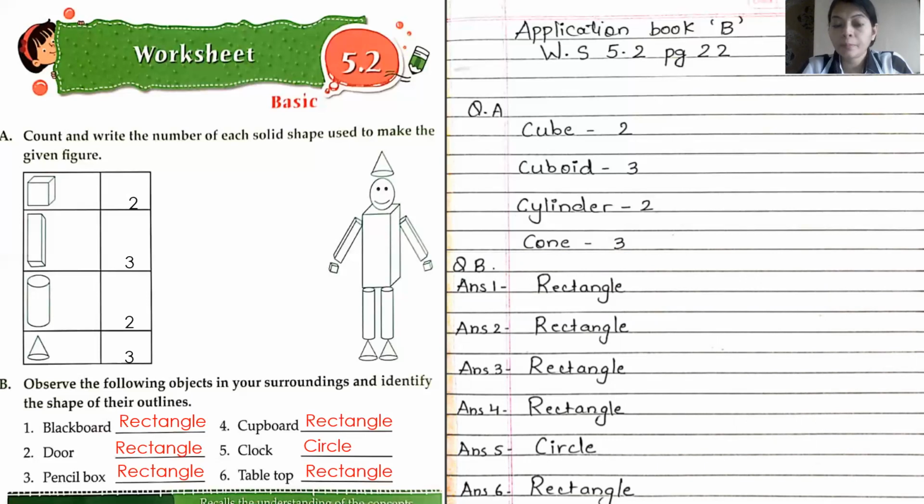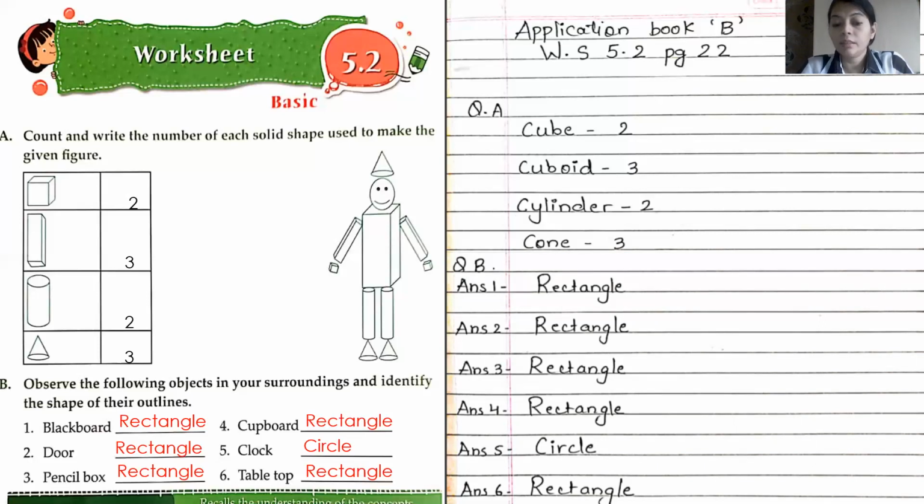RECTANGLE. Then the third answer. Again, same way you're going to write ANS number 3 outside the margin, and then from inside the margin write the answer, that is rectangle, RECTANGLE. I hope you all have completed till here.